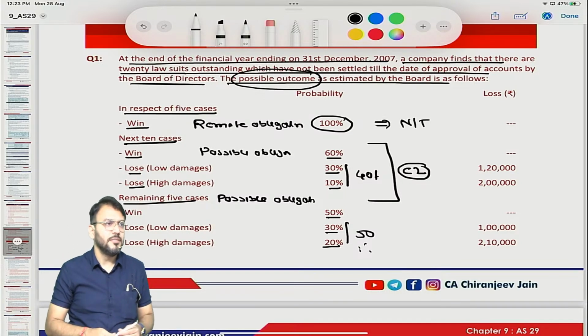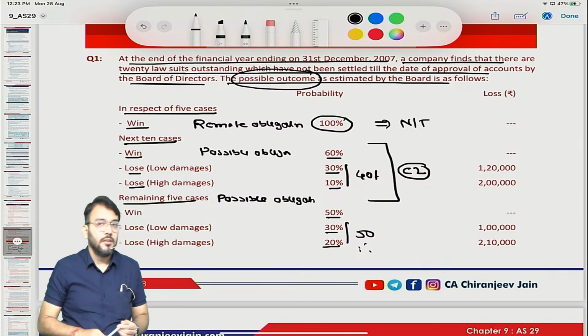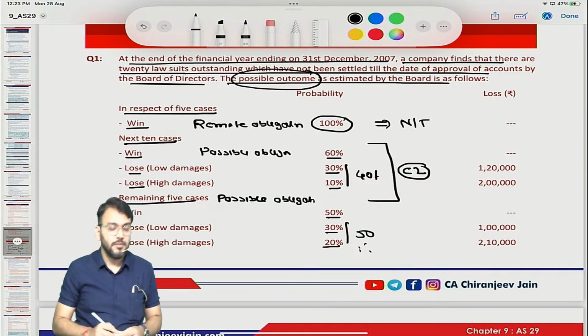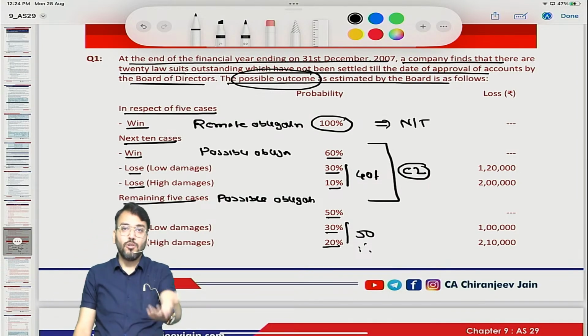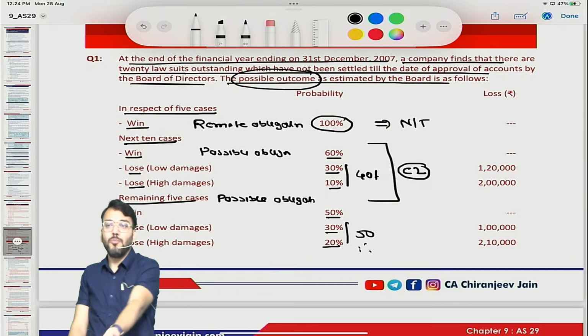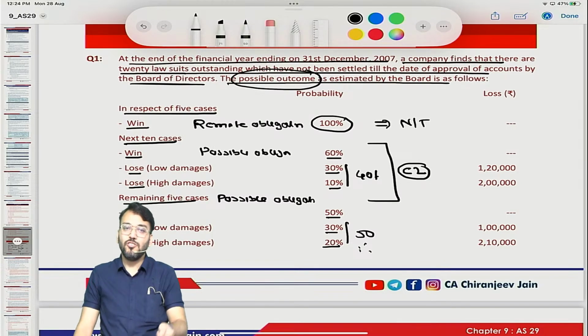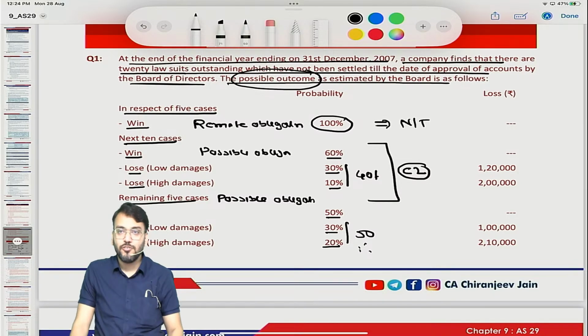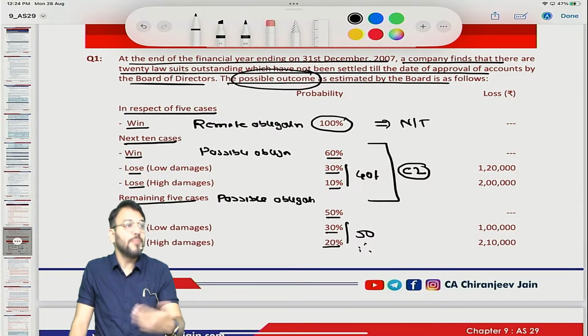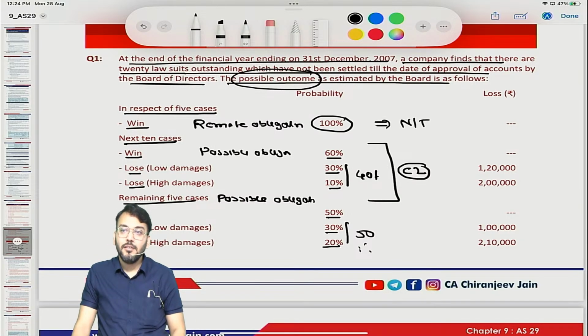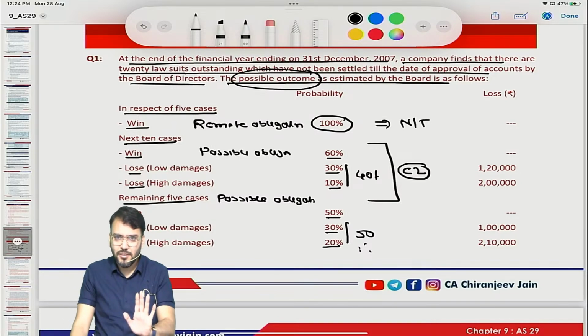Have you understood this point? Remote obligation, no treatment. Possible obligation, always contingent liability. So it means you need to find out the amount of contingent liability also. If it can be measured, you need to measure it. Tell me. Correct? Understanding what I am saying? Are you able to understand? Correct?